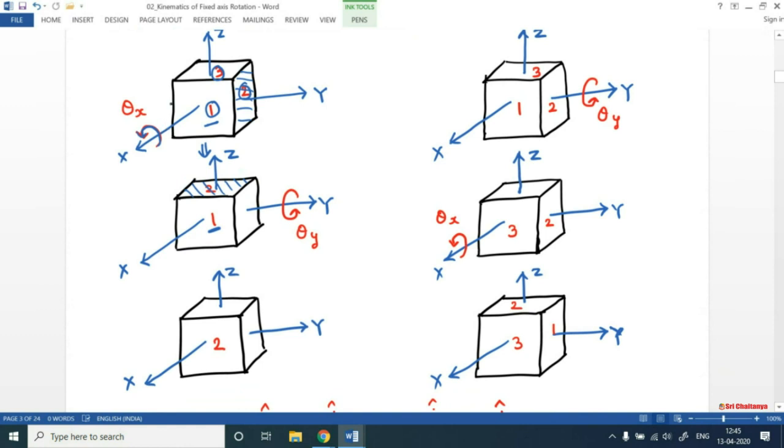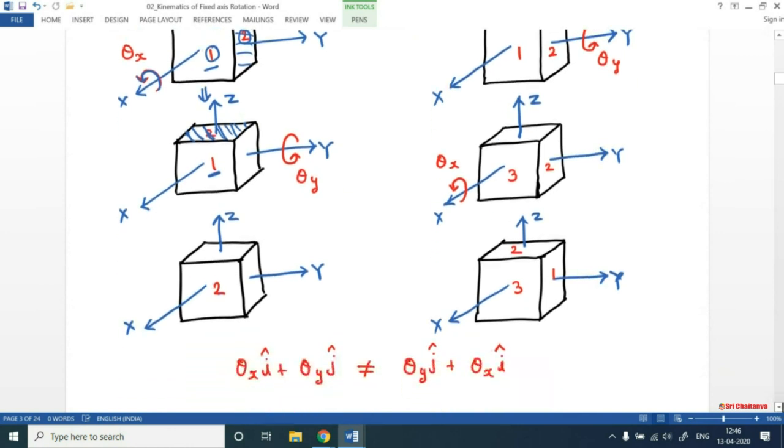And now, if after that we displace it, the angular displacement theta y is equal to 90 degrees along the y-axis, from this to this face, the upper face will come in the front. So this face would be this over here. So first of all, the angular displacement in this case we can write as theta x i cap plus theta y j cap.